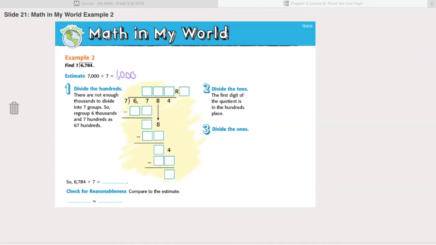First, divide. There are not enough thousands to divide into 7 groups. So regroup 6 thousands and 7 hundreds as 67 hundreds, right? 7 cannot fit into 6, so we made it 67 hundreds. 7 goes into 67 9 times. 9 times 7 is 63. 67 minus 63 is 4.